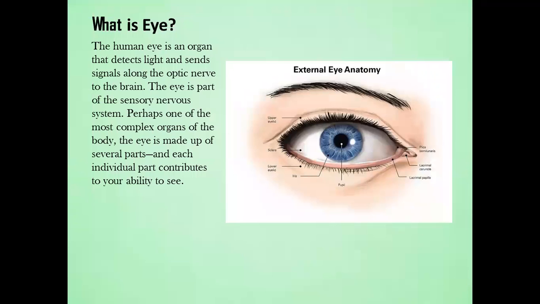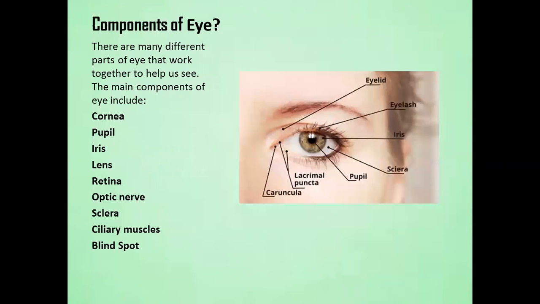What is the eye? The human eye is an organ that detects light and sends signals along the optic nerve to the brain. The eye is part of the sensory nervous system, perhaps one of the most complex organs of the body. The eye is made up of several parts and each individual part contributes to your ability to see.